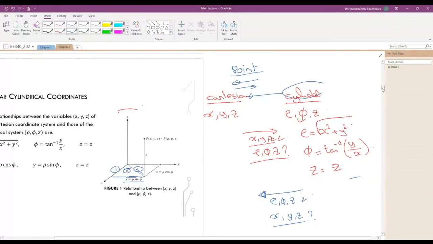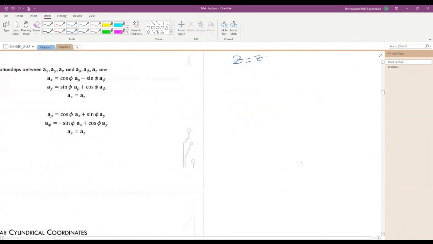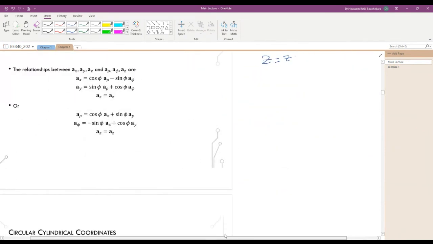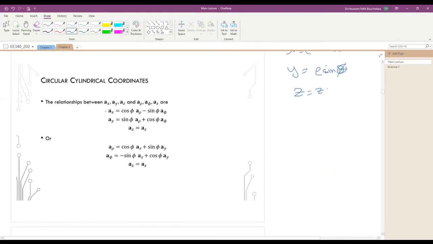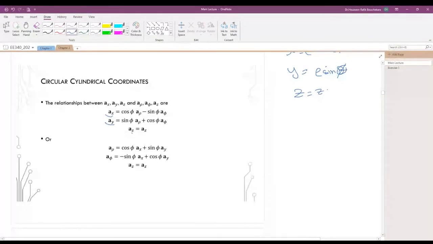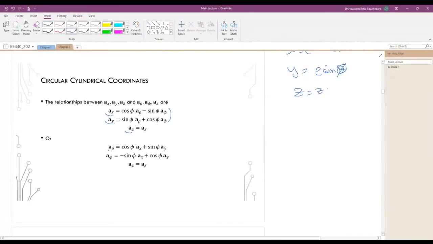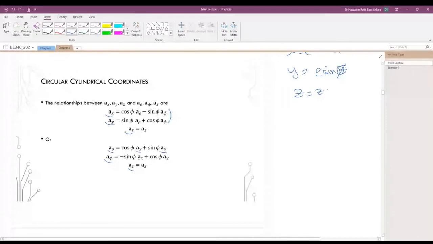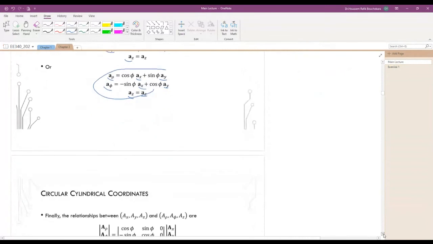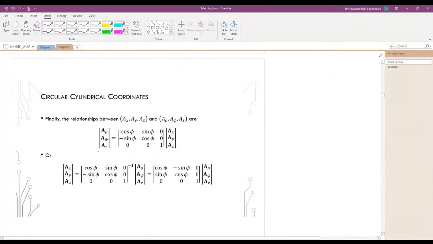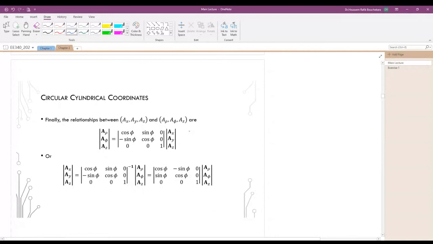Now if we have a vector, not a point, a vector guys, this is how we can transform a vector. The relationship between ax, ay and az is given here. The relationship between a phi, a rho, az, and ax, ay, az is given here. It can be written using matrix form like this. Clear?